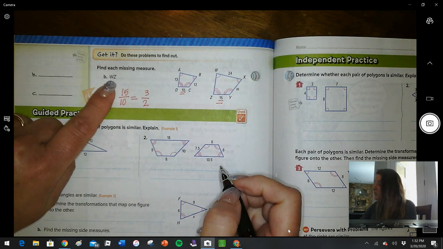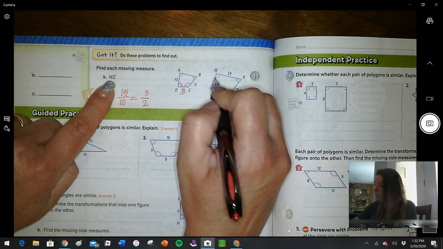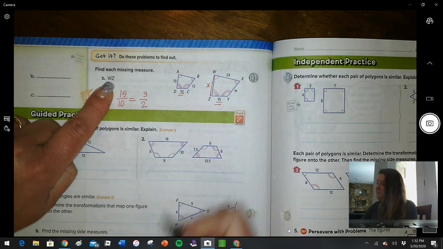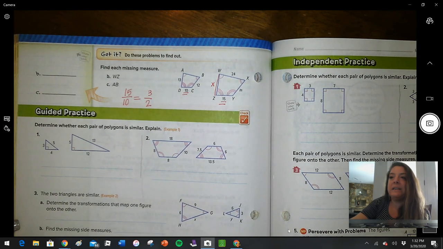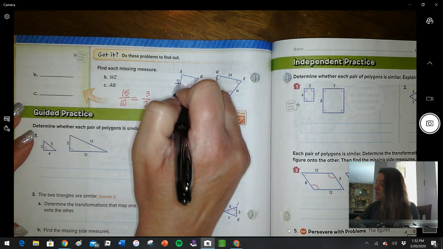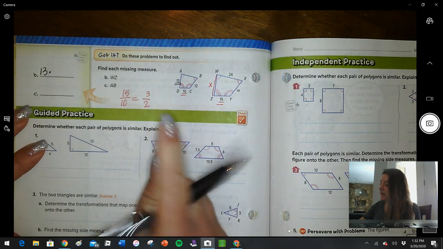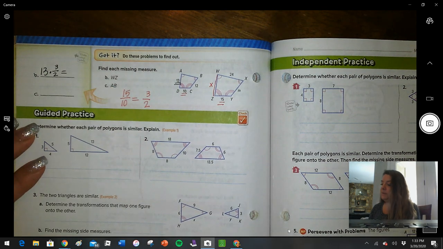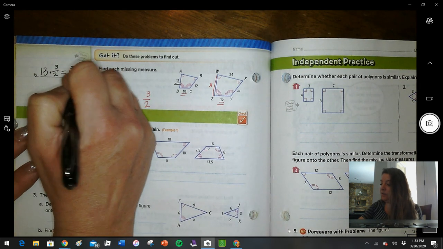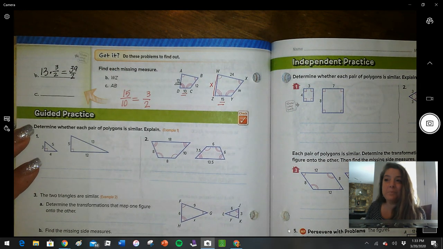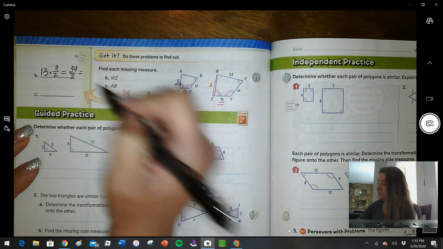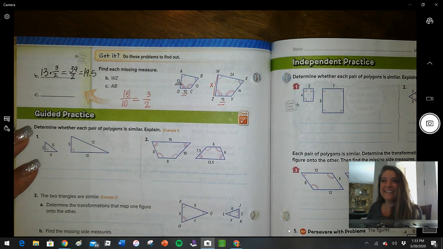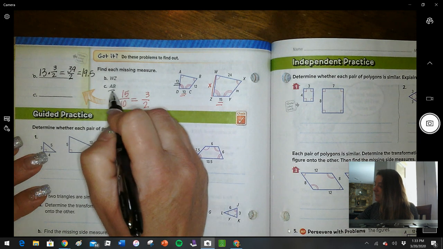Now I want to go find what is WZ. So what is this side right here? Let's label it with an X. A little X. So let's see if we can find that side. We're going to take our 13 and multiply it by 3 over 2 because that's our scale factor. And we end up getting 39 over 2. 39 divided by 2 is going to be 19.5.